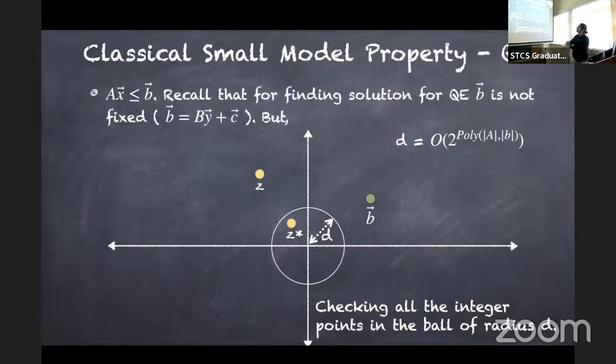Now this is a classical small model property, and now let's see what the problem is. If you are interested in quantifier elimination, why can't you use the same idea? Notice that your b in the case of quantifier elimination is By plus c. It's not a constant. So, in some sense, you need a small model property which is robust to this changing parameter y. But what happens if we change y in this case?